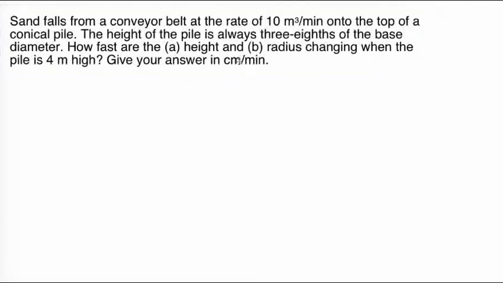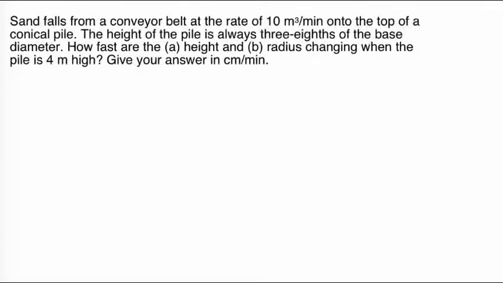Sand falls from a conveyor belt at a rate of 10 meters cubed per minute onto the top of a conical pile. The height of the pile is always 3/8 of the base's diameter. How fast are the height and the radius changing when the pile is 4 meters high? Give your answers in centimeters per minute.